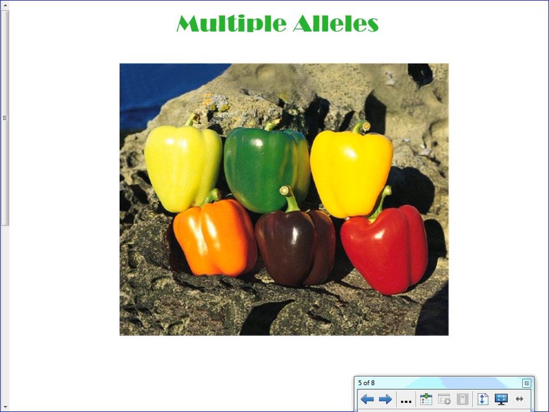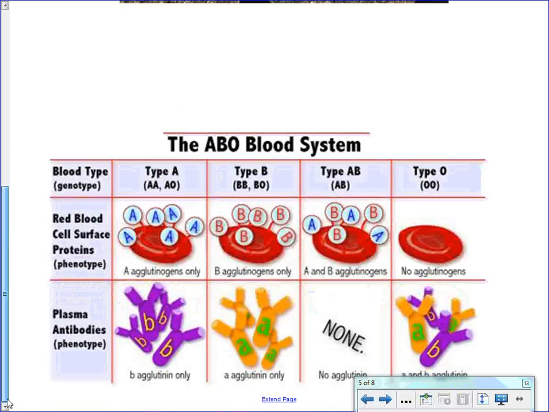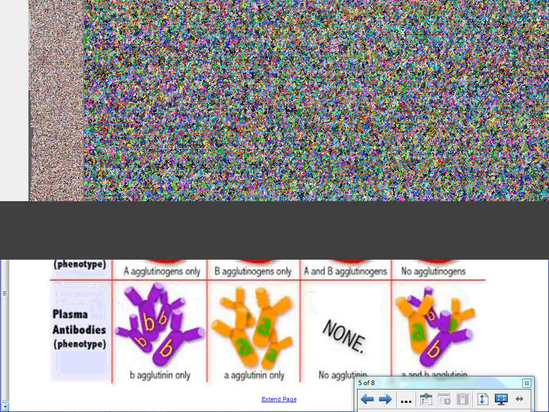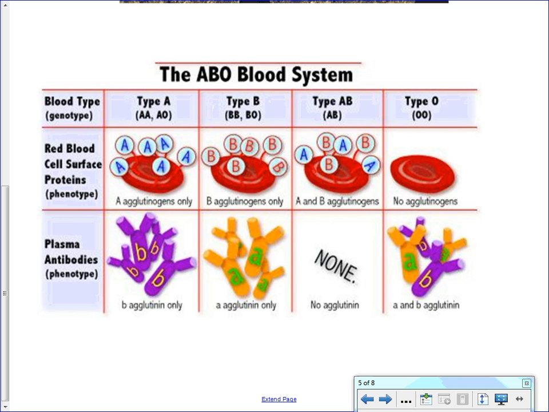One example is in peppers. The color of the pepper is determined by several different alleles. So you could have lots of different combinations, which gives you lots of different color peppers. We also have probably our most common example that we use, which is blood type for multiple alleles. Your blood type, you could have type A blood, B blood, or O blood. Your blood type is determined by three different possible alleles, and there's lots of combinations of those three alleles.